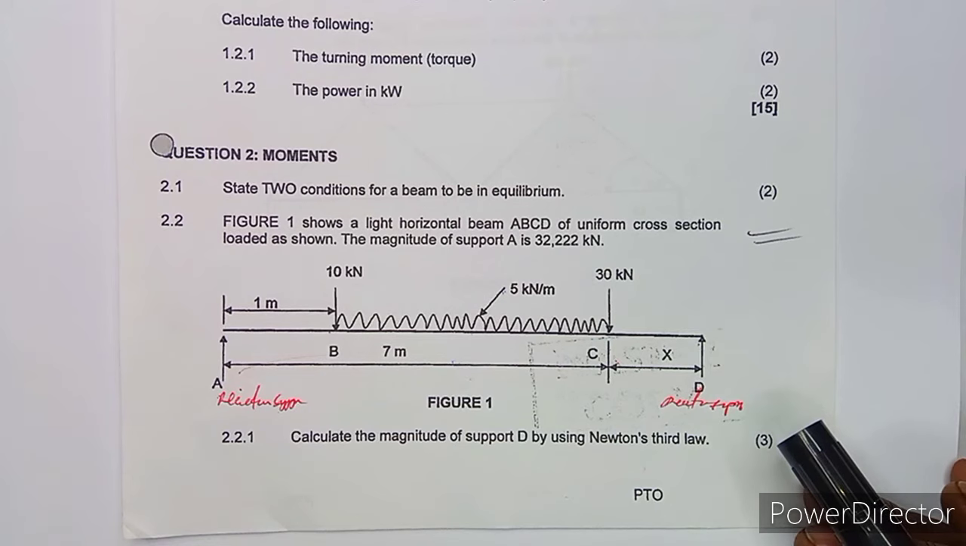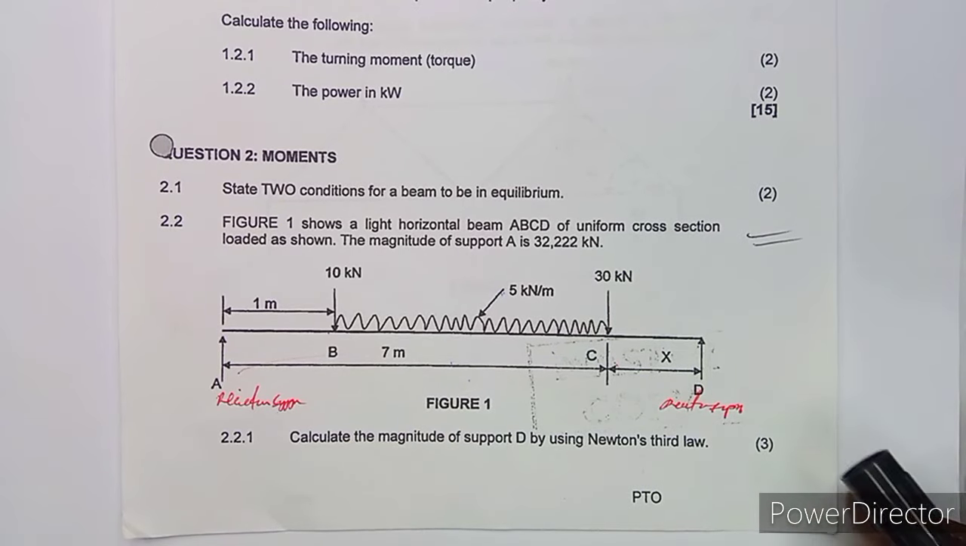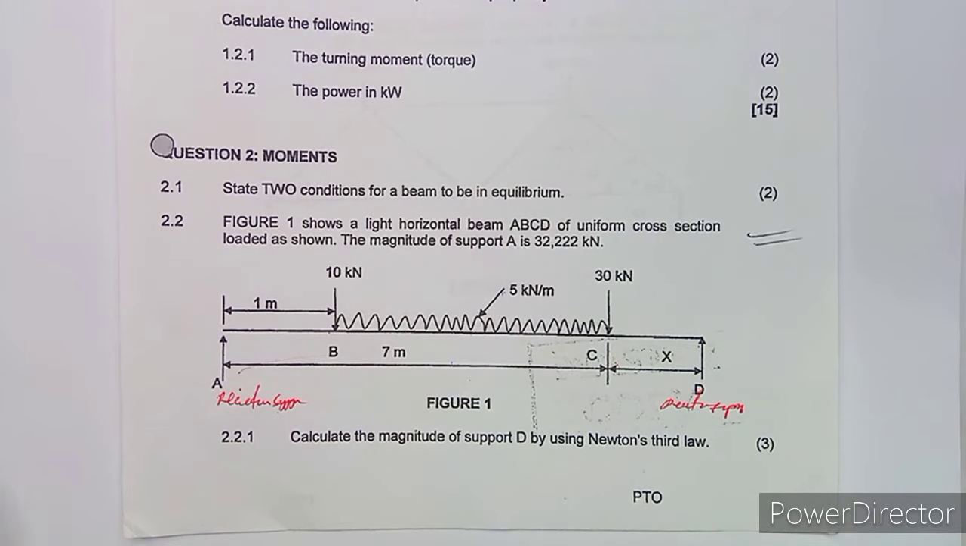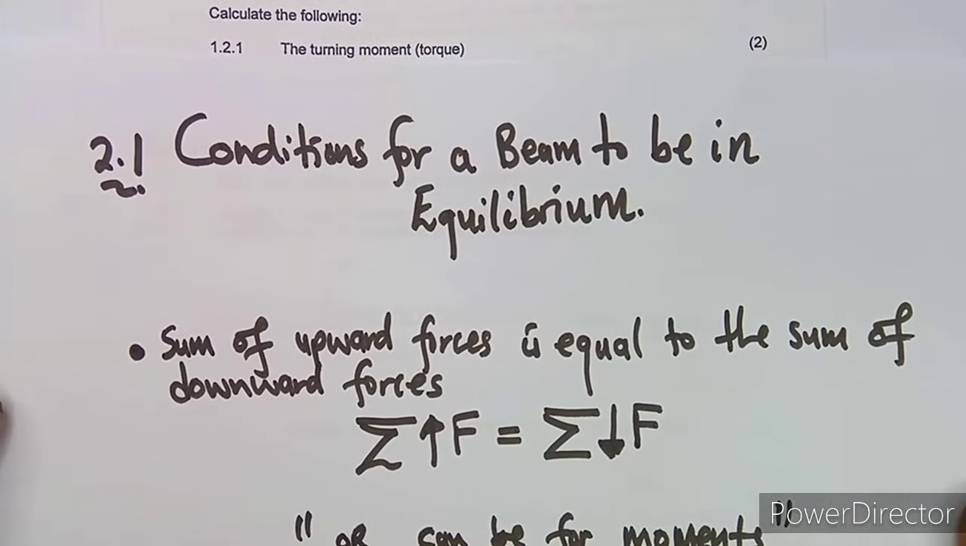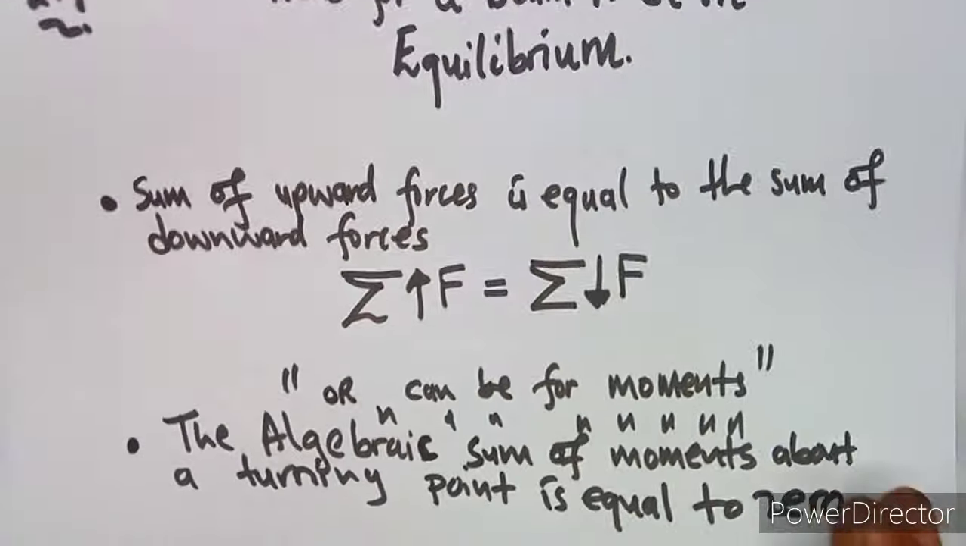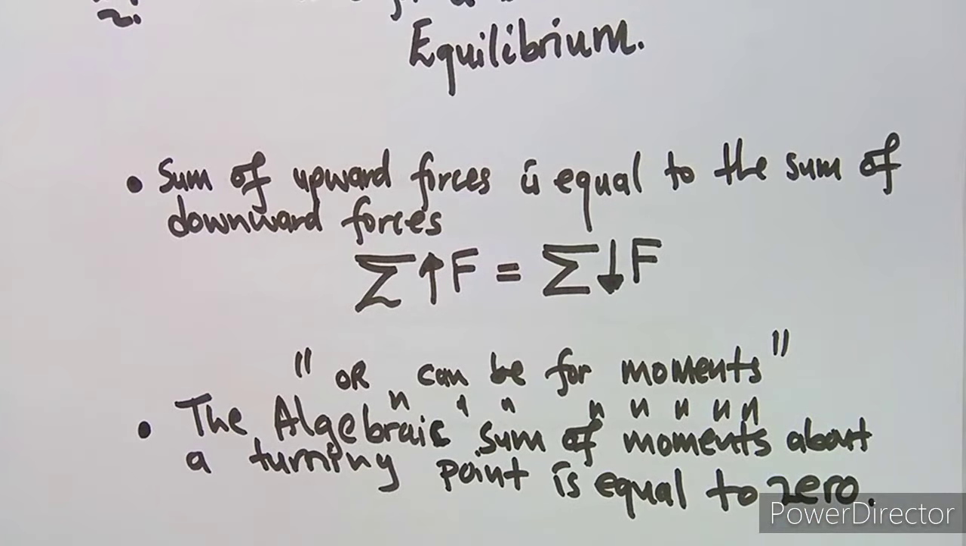So in this platform we have a question on moments that we are going to focus on. The first question is to state two conditions for a beam to be in equilibrium. We talked about these conditions previously, if you still remember. So these are the two conditions that we can have.